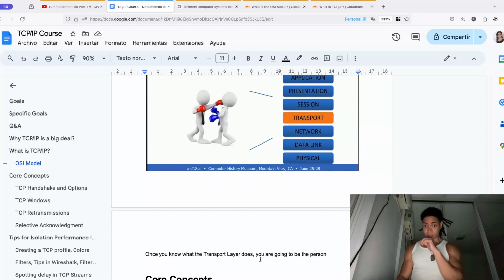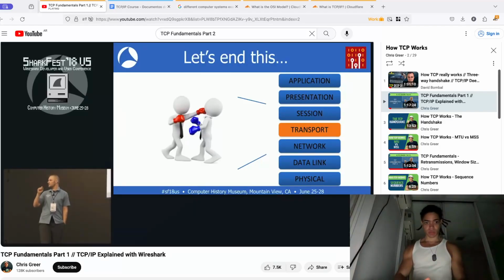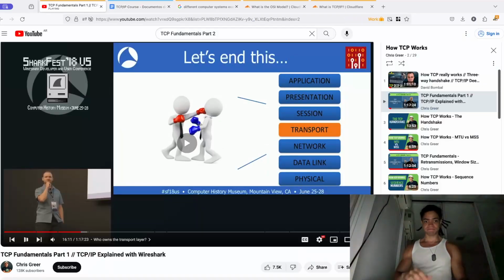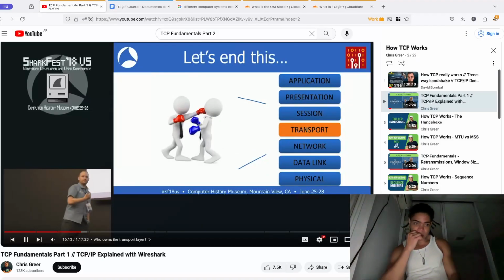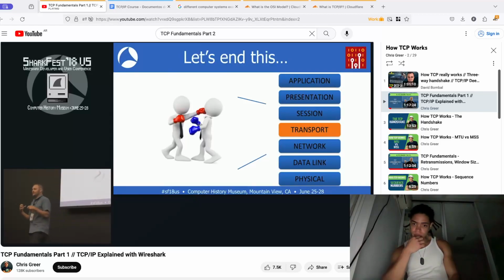So once you know what the transport layer does, you're going to be the person that can solve problems. Like, hey, that guy got that thing real fast last time. Let's go back. Where's the packet person? Right? So for me, personally, in my career, that's why I started focusing on the transport layer. I started getting deeper and deeper into this protocol because that's what I saw.